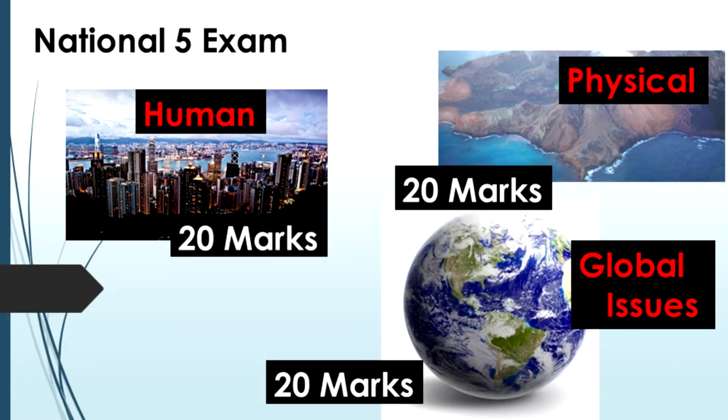this National 5 exam. The National 5 exam is broken into 3 different sections that's marked out of a total of 60 marks. There's 20 marks devoted to the physical environment section, there's 20 marks devoted to the human environment section, and then the final 20 is towards the global issues unit.